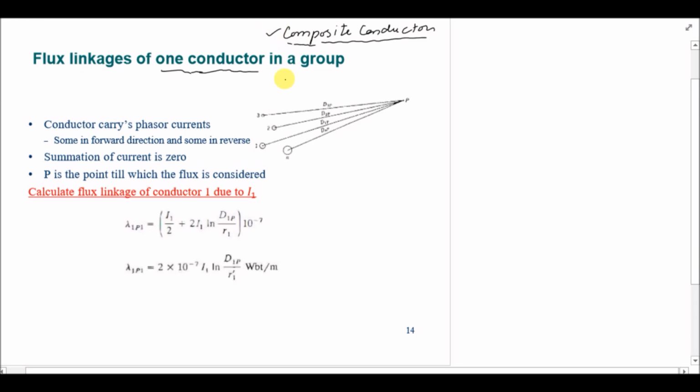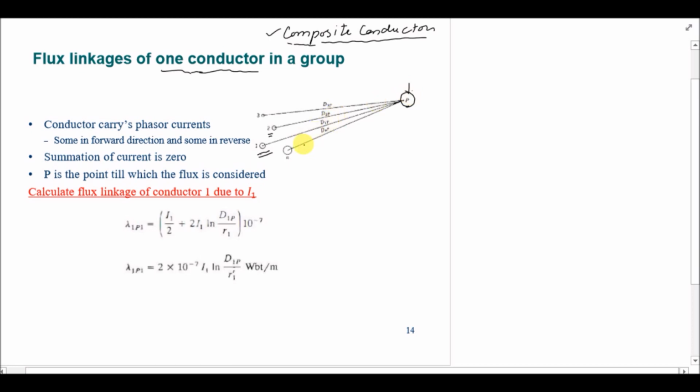So we are going to start with the example of a group of conductors in which we have to calculate the flux linkage of one particular conductor due to the currents flowing in all of these conductors. This is conductor number 1, this is 2, 3, and we are assuming that there are n number of conductors. And then we also have defined a point P. For the starting point of the derivation, we are only considering the flux till point P, and the distances from conductor number 1 to point P is d1P, from conductor number 2 to point P is d2P, and so on.